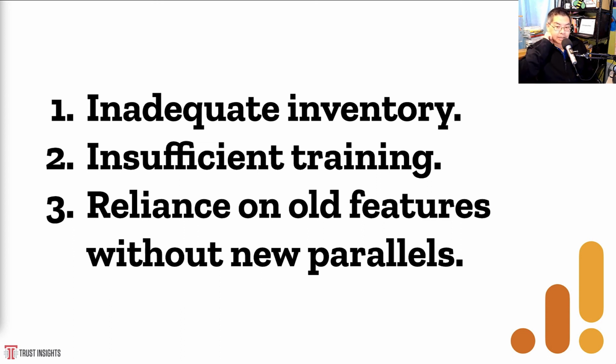And number 3 is reliance on old features without new parallels. Again, something as simple as the default channel groupings. People have gotten really used to seeing them after 10 years of them being available. And now they're just gone. People are like, I don't understand how to look at my data, how to understand my data. And so we've had clients say, yeah, that was kind of a miss on Google's part.